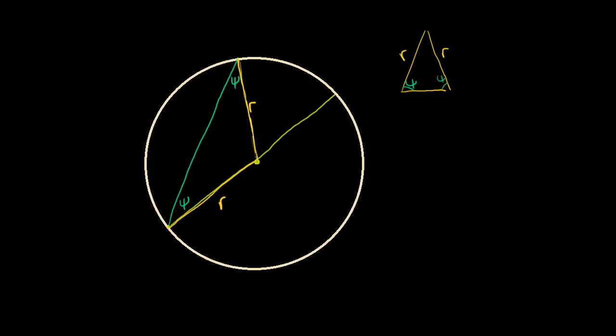Now, let me look at the central angle. This is the central angle subtending the same arc. Let's highlight the arc that they're both subtending. This right here is the arc that they're both going to subtend. So this is my central angle right there, theta. Now, if this angle is theta, what's this angle going to be? This angle right here. Well, this angle is supplementary to theta, so it's 180 minus theta.